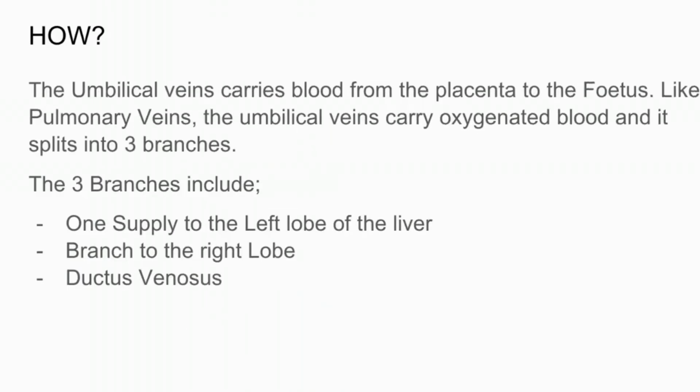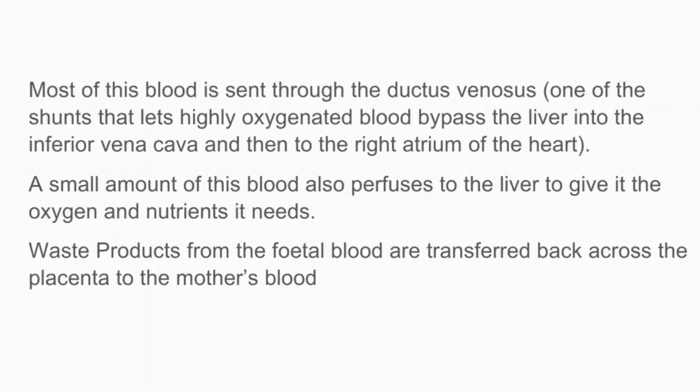Now, how? The umbilical veins from the placenta carry blood to the fetus, and unlike pulmonary veins in adult circulation, the umbilical vein carries oxygenated blood and has three branches to supply the left and right lobes of the liver and the ductus venosus. Now, most of this blood that passes from the umbilical vein is sent through the ductus venosus.